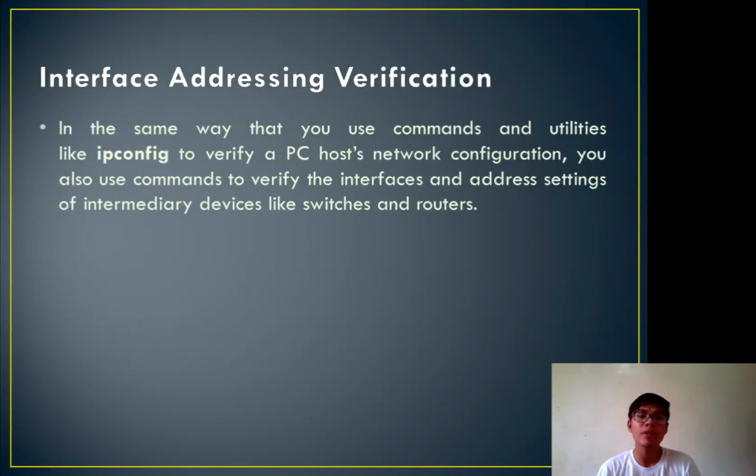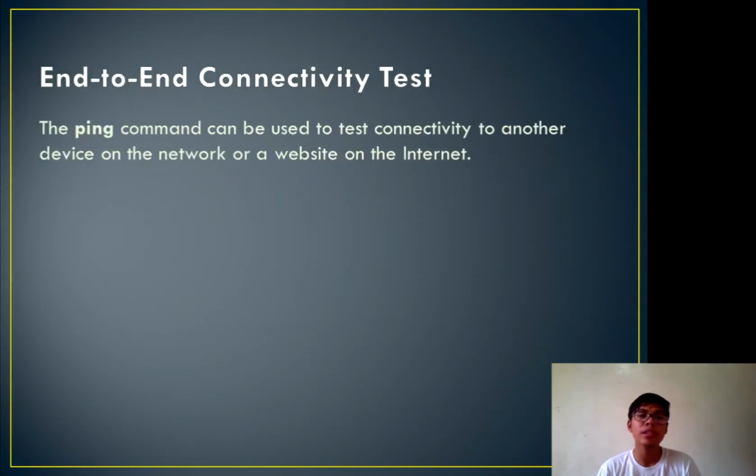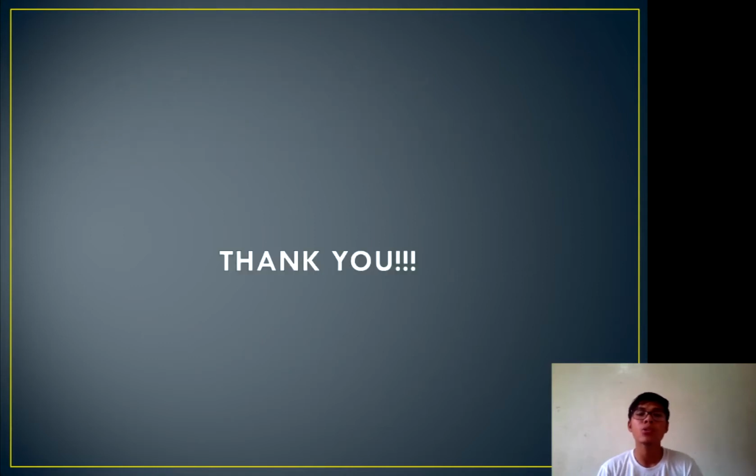Interface addressing verification. In the same way that you use commands or utilities like ipconfig to verify a PC host network configuration, we also use commands to verify the interfaces and address settings of intermediary devices like switches and routers. End-to-end connectivity test. The ping command can be used to test connectivity to another device on the network or a website on the internet. So that's all for my summary of chapter 2.